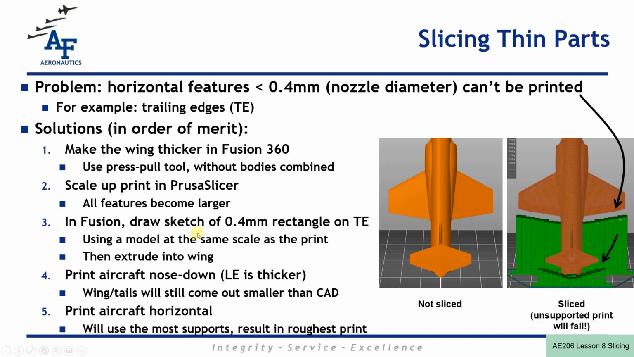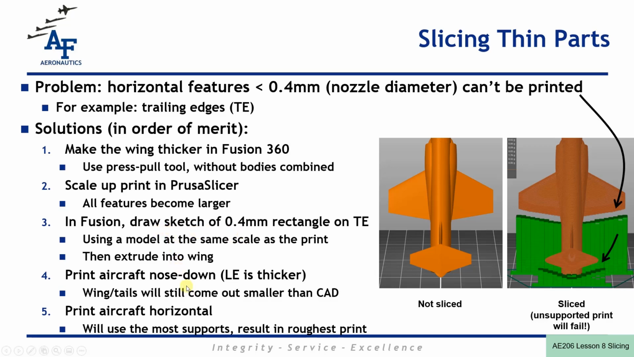But sometimes you may not want to make your part that big in PrusaSlicer, so that may not be a good solution. Sometimes, if you draw a sketch at the trailing edge of the wing that's 0.4 millimeters thick and extrude it into the wing, then you're guaranteed to have a 0.4 millimeter minimum thickness on the trailing edge of the wing that will print. So sometimes we have to do this.